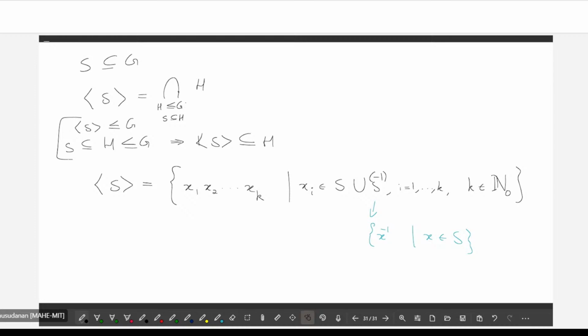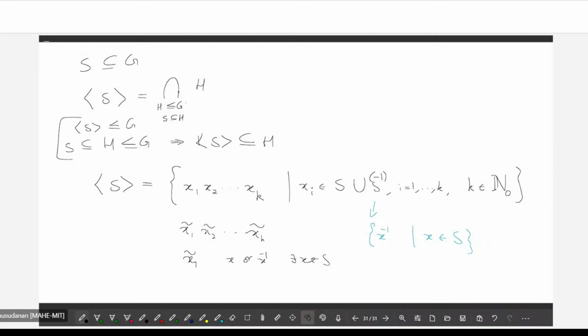With the definition in place, you take all the products of this form. Otherwise, you can also get the identity because you can get x1 inverse, for example. S inverse is a notation for elements x inverse for x belonging to S. Another way of saying that is you're taking elements of the form x1 tilde, x2 tilde, etc., xk tilde, where each xi tilde is either x or x inverse for x belonging to S. This is just a different way of saying the same thing.